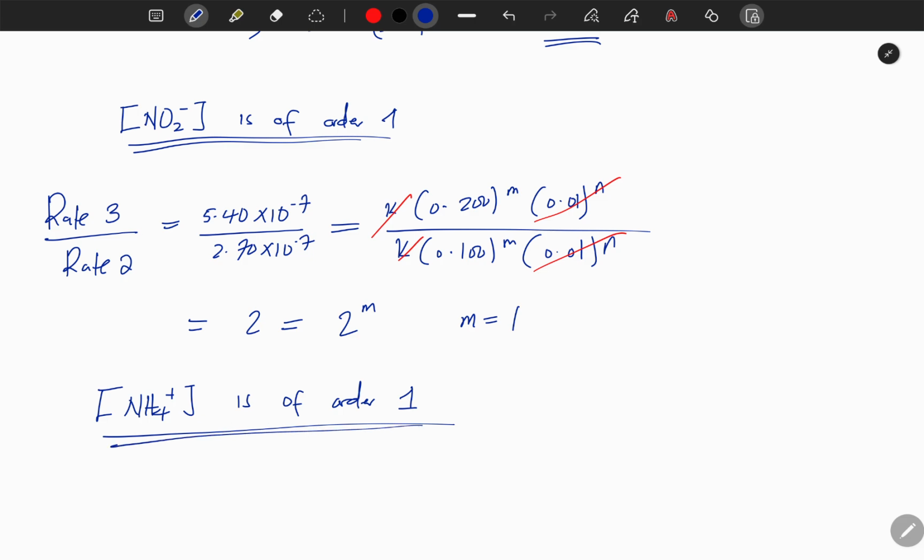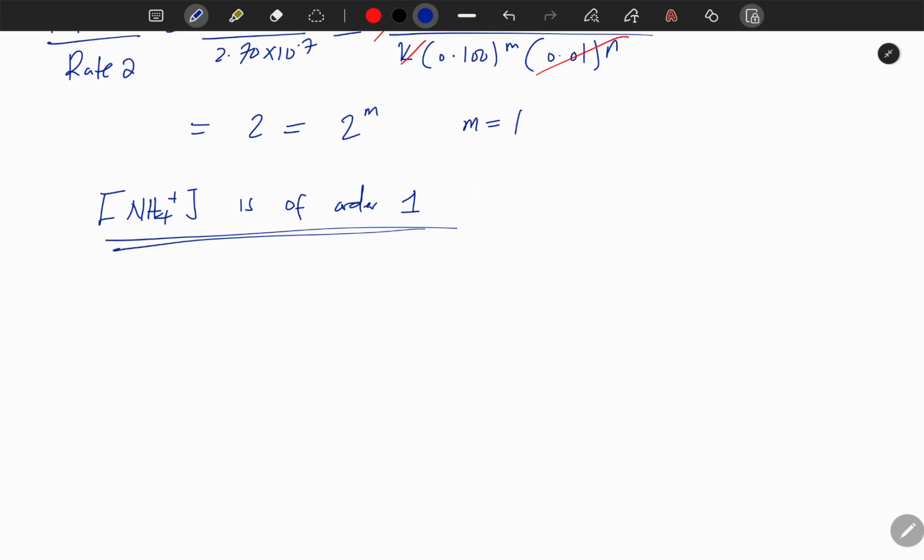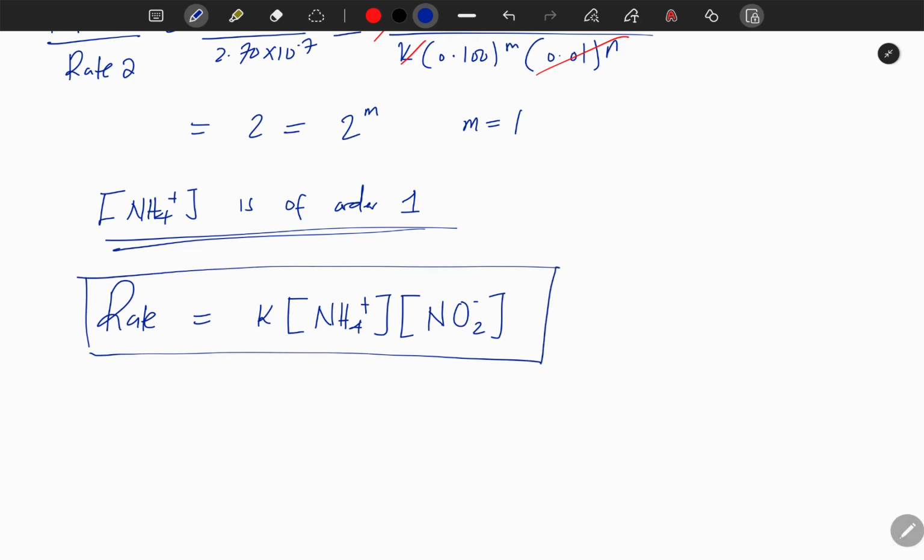Now that we found the value of m and n, can you write the complete rate? So therefore the rate is equal to k NH4 plus. We are not going to put m here because now it is 1. So just leave it like that. Then we have NO like that. Even here we can't put 1. So this is the rate law. Can you help to do this?